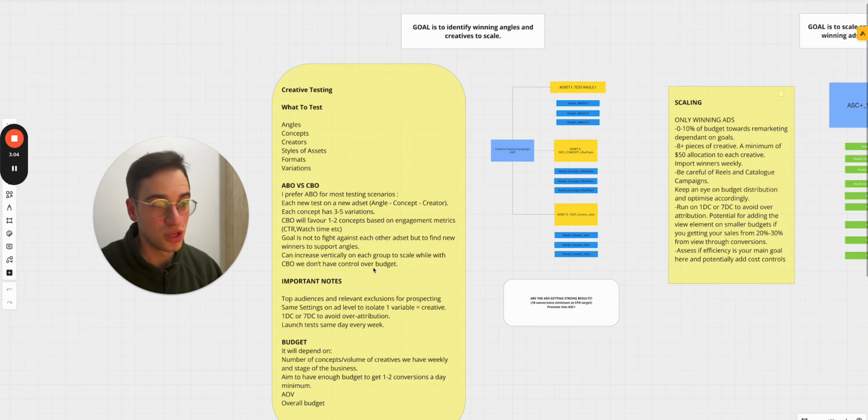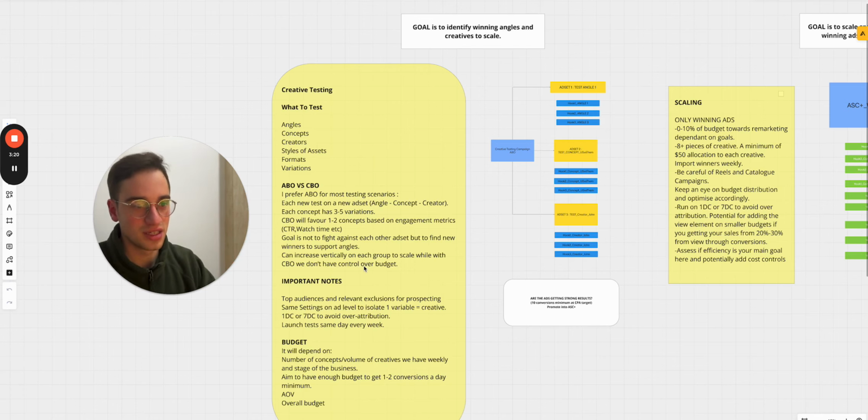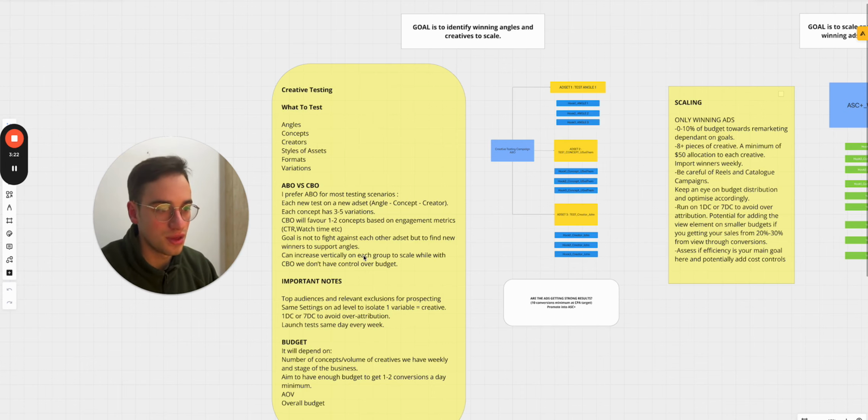I also like to increase budget vertically on each ad set when it is actually winning, which can be very tricky with a CBO campaign, because you don't have control over each ad set, and I only want to scale one specific ad set. The goal here is not really to have the ad sets fight against each other, it's mostly to find new winning support angles.